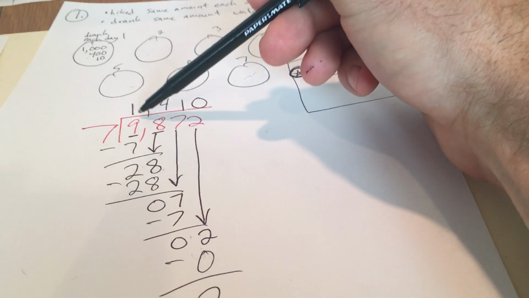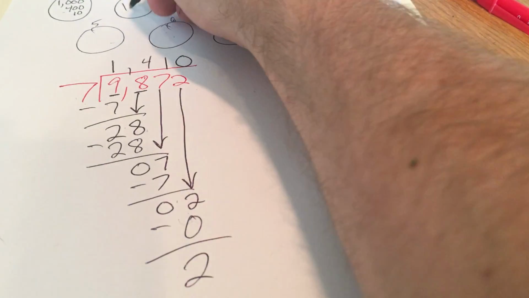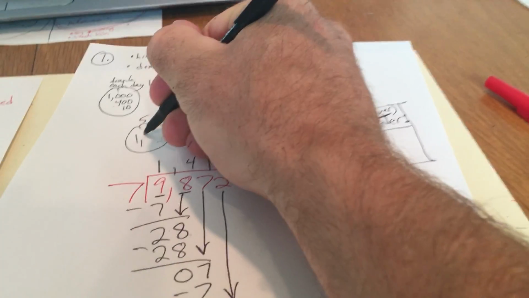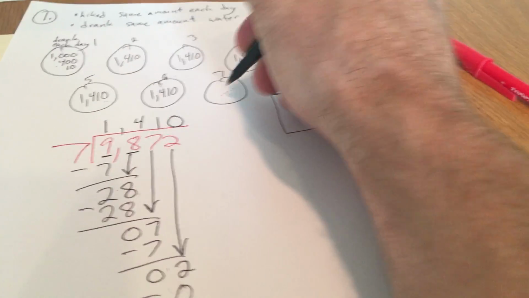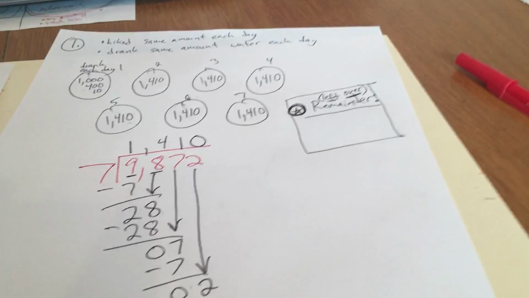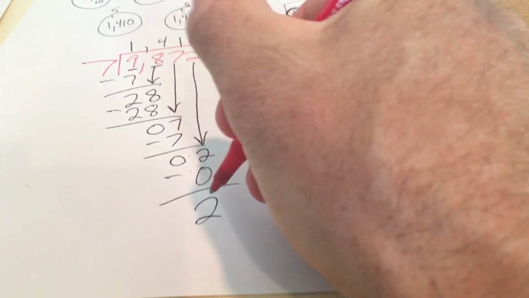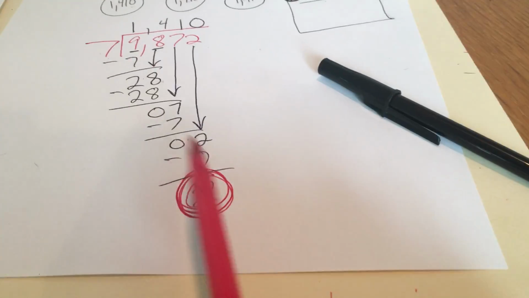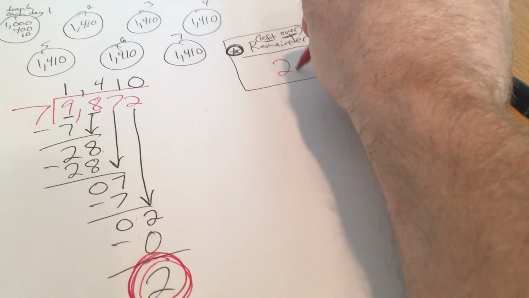So every day he drank 1,410 milliliters. So each group here, 1,410, 1,410. All of these groups are 1,410. We made equal groups out of his 9,872 milliliters. That means he drank 1,410 milliliters every day. Then, how many did he have left over? He can't split these up among 7 more days. Since he drank an equal amount each day, that's our remainder. So he had a remainder of 2 milliliters left over.